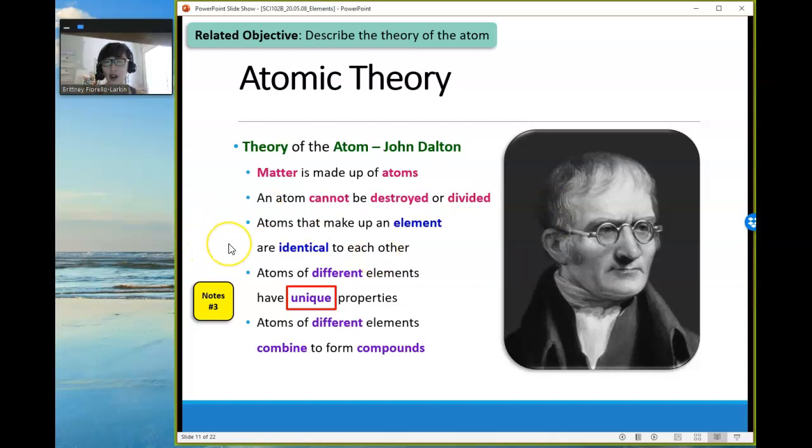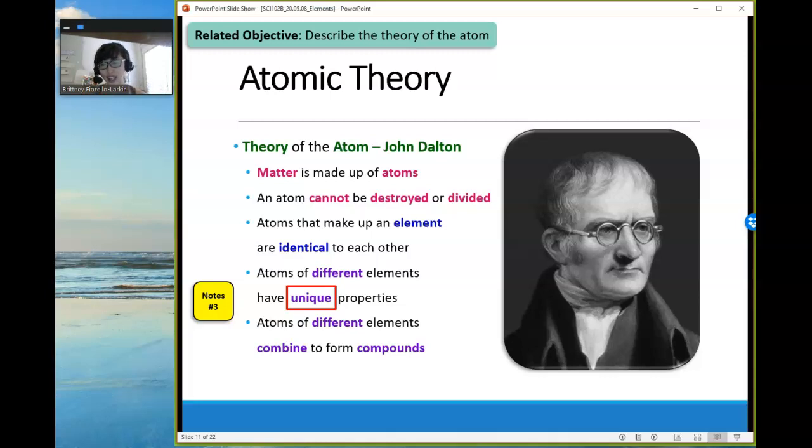Atoms that make up an element are identical to each other. So again, it's many of the same atoms equals that element. So many gold atoms equals the element gold. Atoms of different elements, for example, gold versus silver, have unique properties. So gold and silver are very different in terms of how they melt, in terms of their color, in terms of their luster. And so you can see that there are different properties going on. Think about even oxygen. Oxygen is much, much different from gold. Oxygen's a gas, gold is a solid, at room temperature.